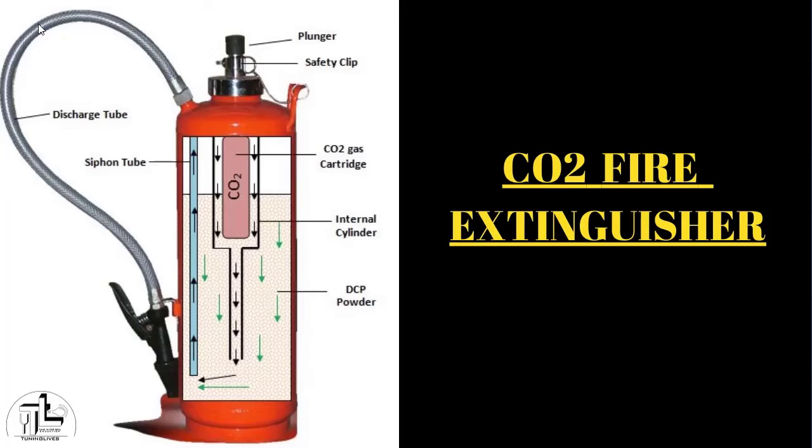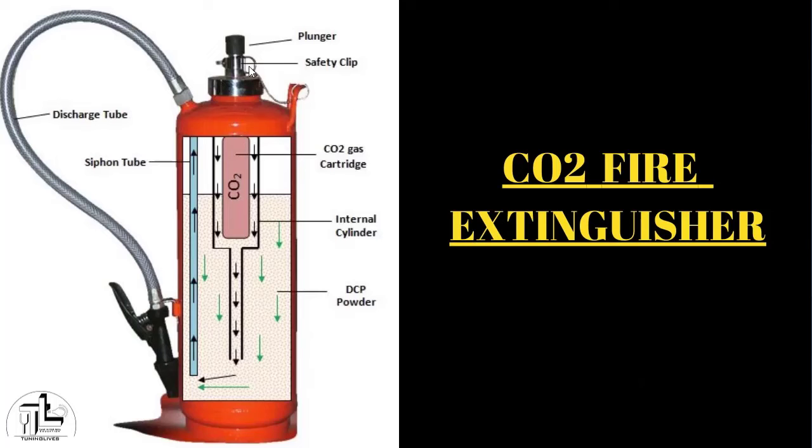And this is the discharge pipe. This is holder which you hold while using it. And on the back side there is a handle. So these are the basic parts of a CO2 fire extinguisher. Let us understand how does it work.